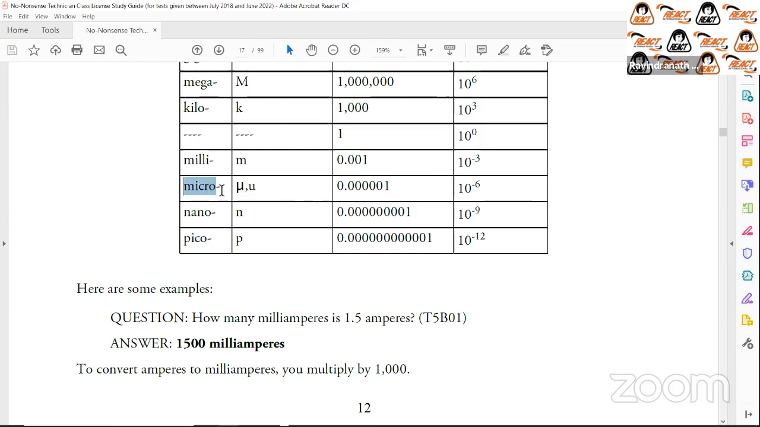Or you could say divide by 1,000, divide by 1,000, you're dividing by 1 million. It depends on whether you're going up or down, you multiply or divide. But the point is, to go from one term to the next, you're multiplying or dividing by 1,000. And if you want to skip a term, you're multiplying or dividing by 1 million.